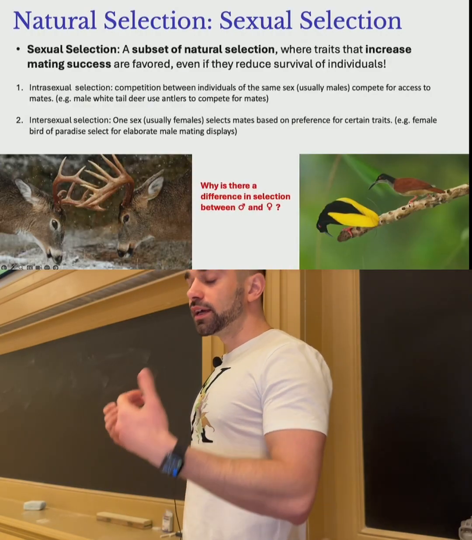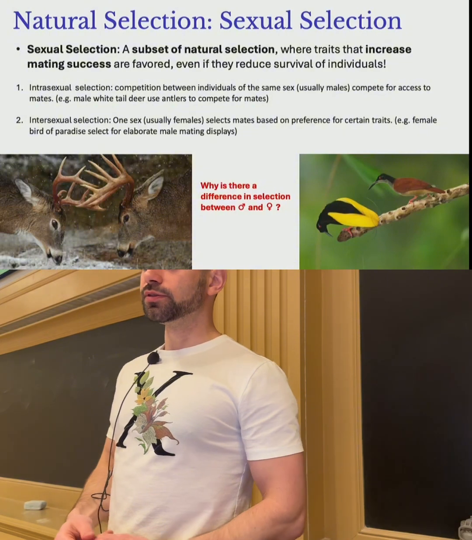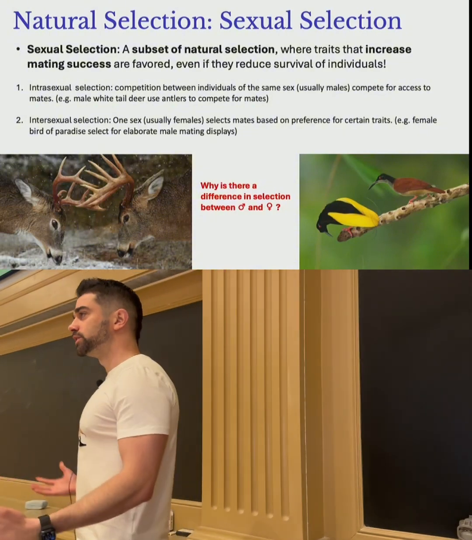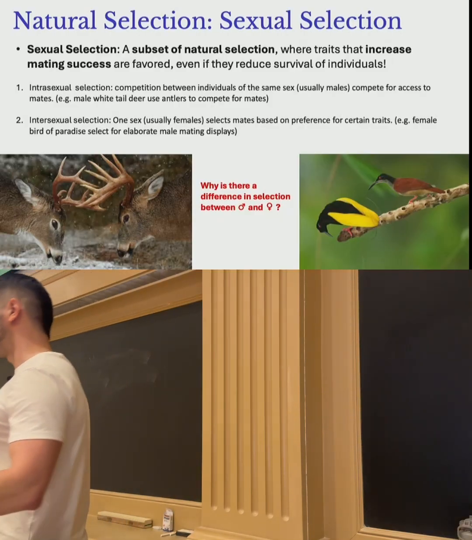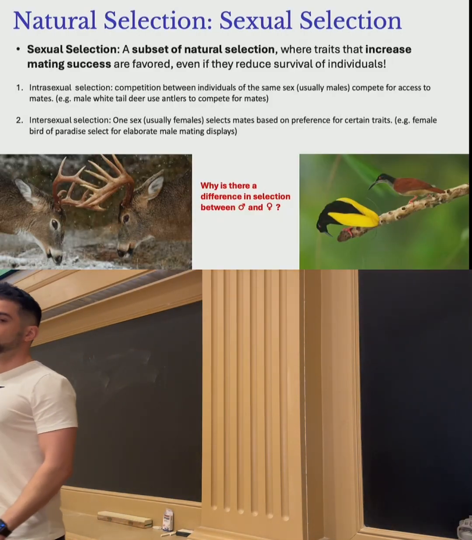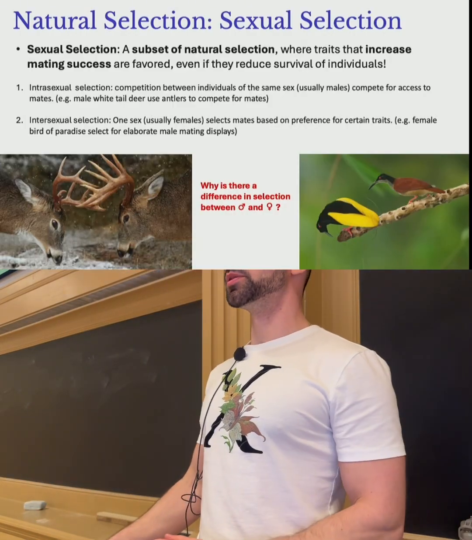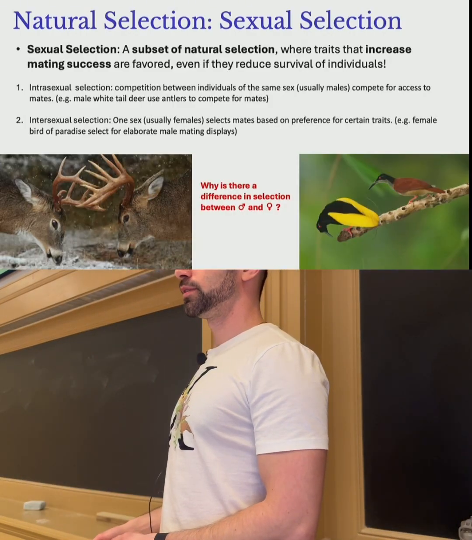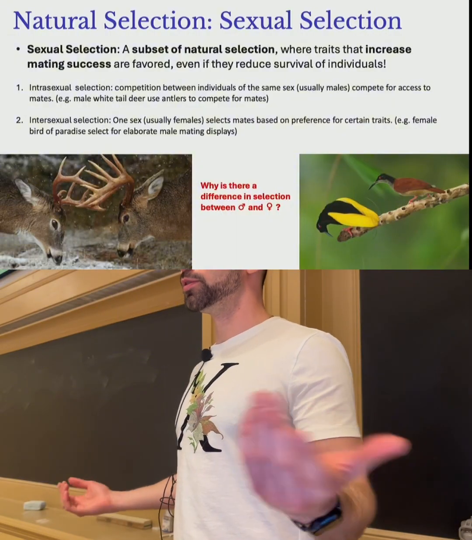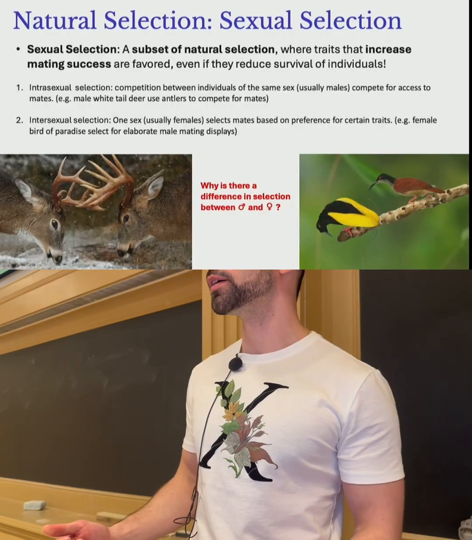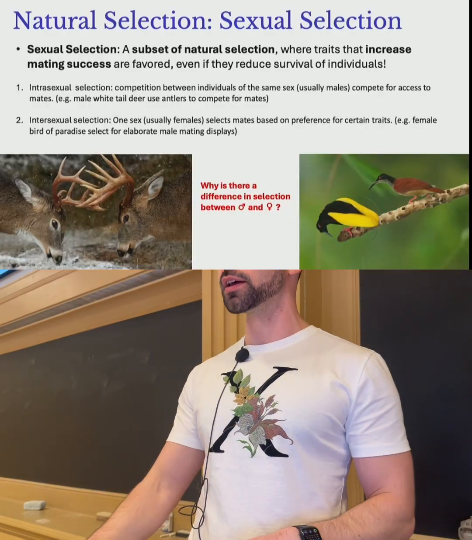But why? Again, why? Why is there a difference in selection between males and females? Why don't the female deer grow antlers and start competing for mates? Why doesn't the male bird of paradise say, you know what, I'm tired of doing all these displays, why don't you do it for once? And if that happened, the female would be like, okay, what's your problem? And just go find another male, right? It wouldn't work. But why? Why doesn't that work? Why don't we see that?